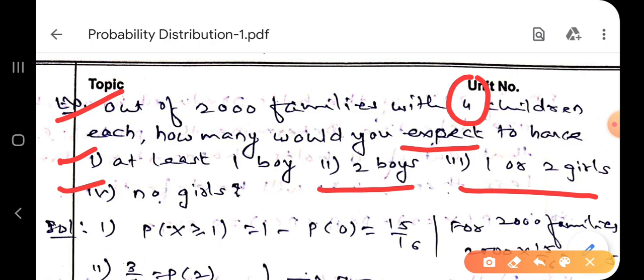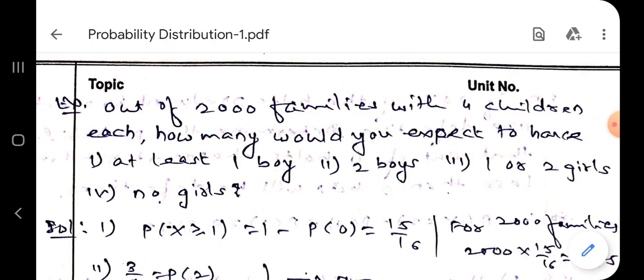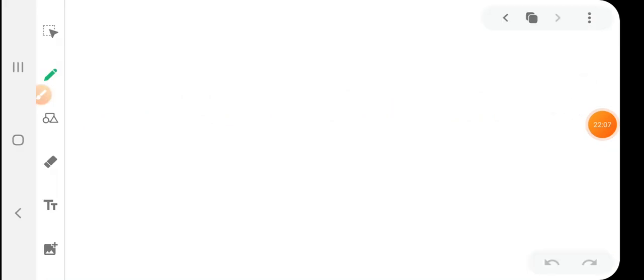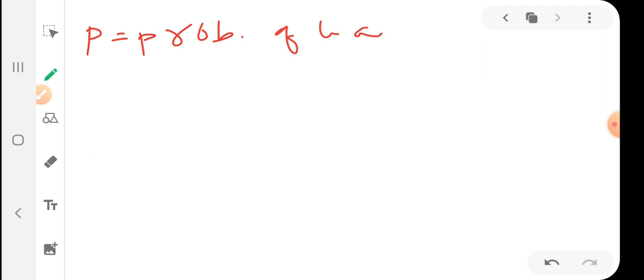Have you written the problem? Okay, now let us turn towards our whiteboard. Here, our probability of success plays a very important role. Once you understand all these 4 points, you will realize why this P is very important. Probability of having a boy in the family.